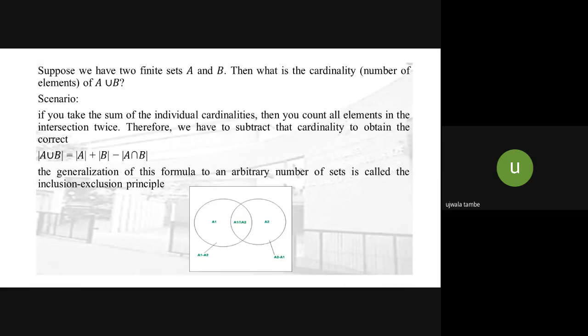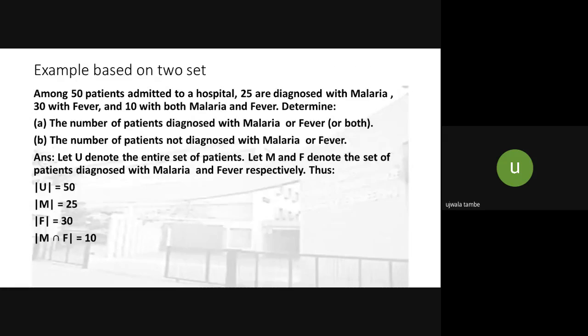Write down this formula first on your notebook. This is for two sets: A union B is equal to A plus B minus A intersection B. After that, put these values into the formula. It gives us the answer 45. So this is the answer to the first question: the number of patients diagnosed with malaria or fever is 45, right?